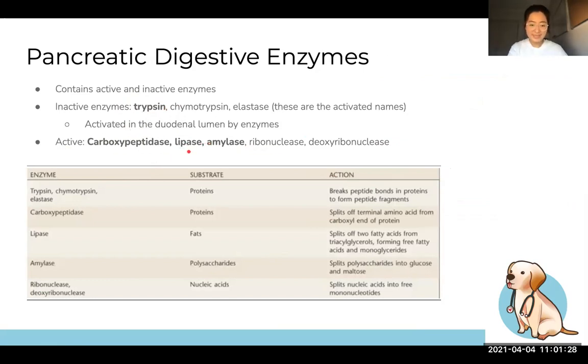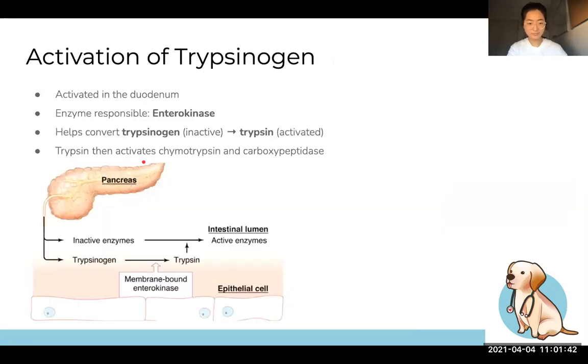Lipase is responsible for digesting fats or lipids, and amylase, like we talked about in the saliva, digests your polysaccharides or your carbs. Trypsin and carboxypeptidase are for your proteins. Like I mentioned, trypsin is actually the activated form. Originally it's trypsinogen that is released from your pancreas.